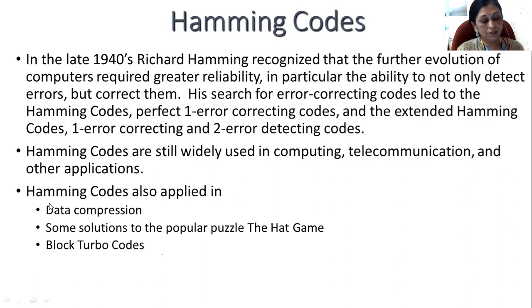Now, as you can observe on the screen, some of the other fields in which these Hamming codes are applied or used are listed over here. It is used in data compression. Data compression is also very important as far as communication is concerned. So in data compression, Hamming codes are used. They are also used to solve puzzles, and they are also used in block turbo codes. Some other coding systems also use Hamming code within themselves.